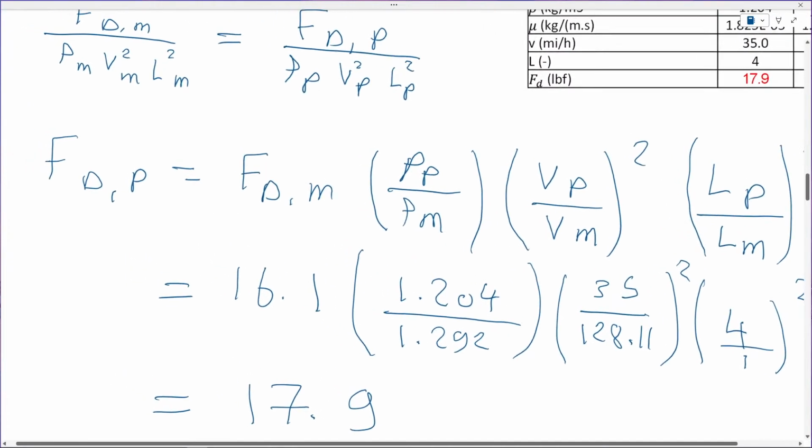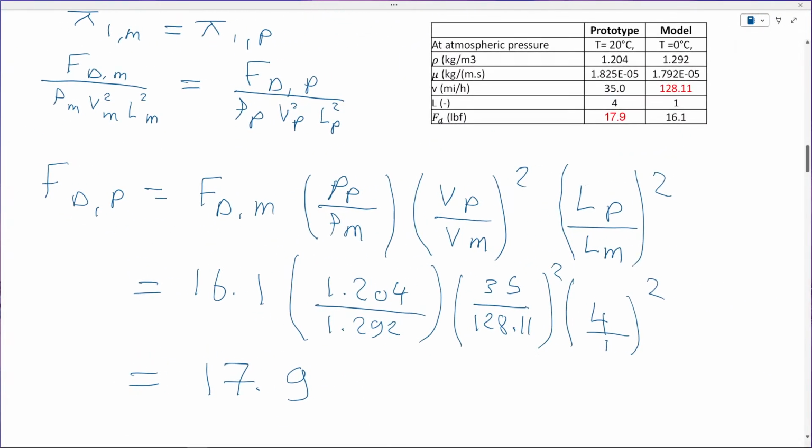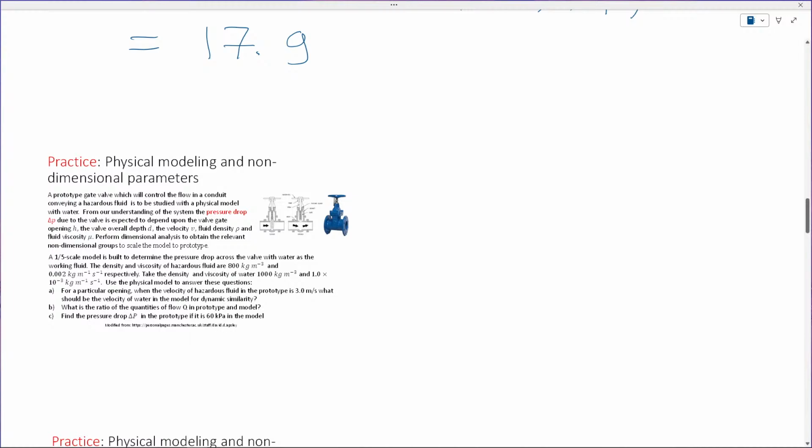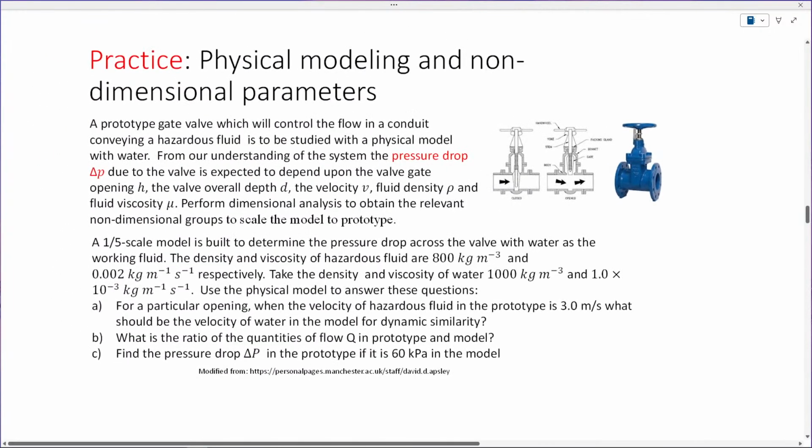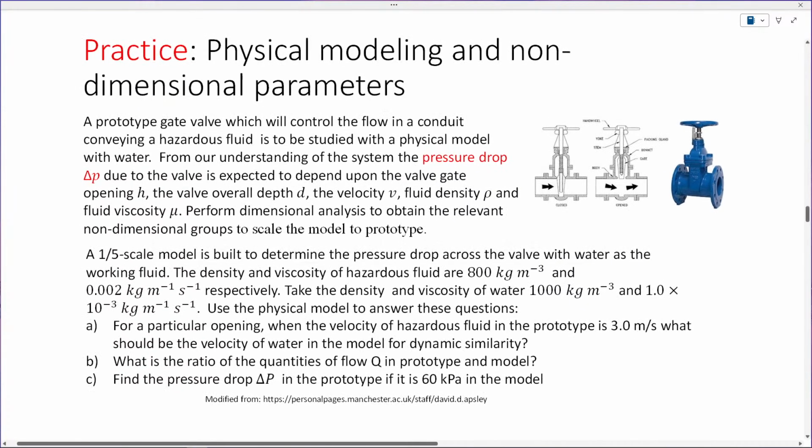So let's do something similar, and let's do an application from environmental engineering or water resources engineering. Here we have a prototype gate valve. This is called a gate valve. These valves usually have head drops. So the hydraulic head will drop, which will control the flow in a conduit conveying hazardous fluids.